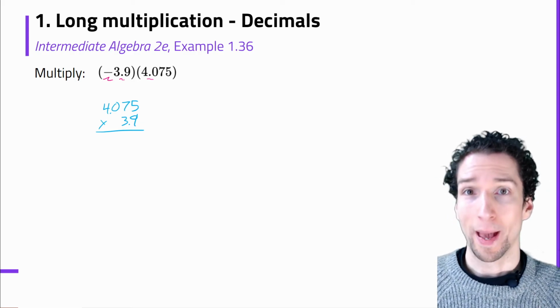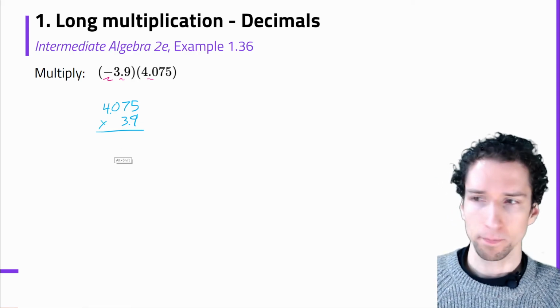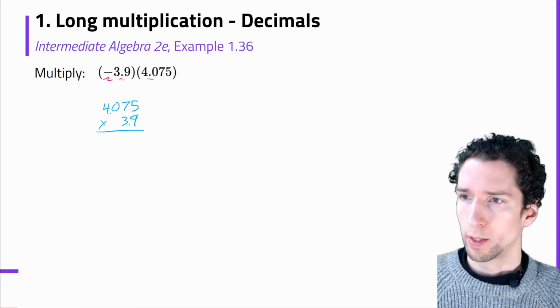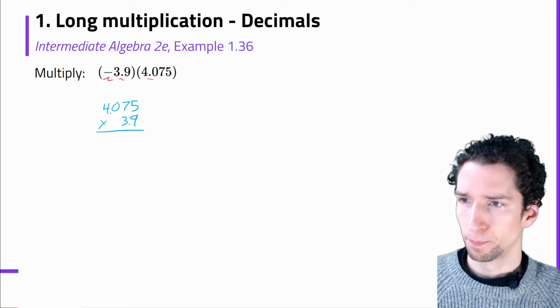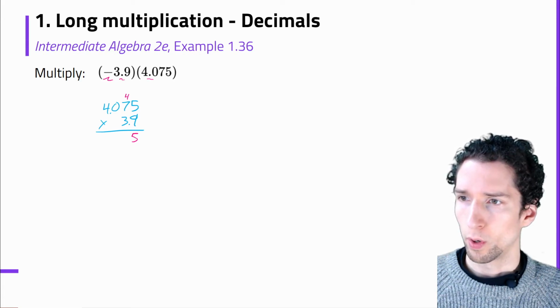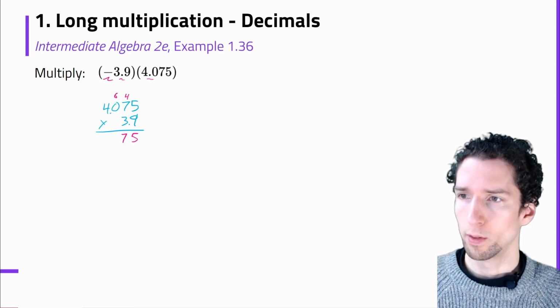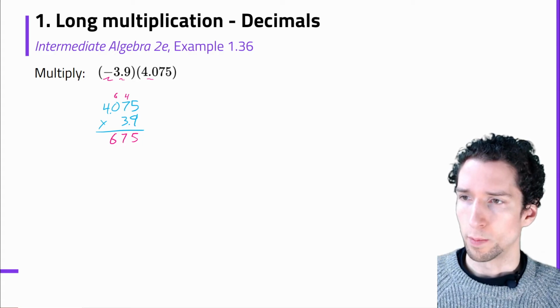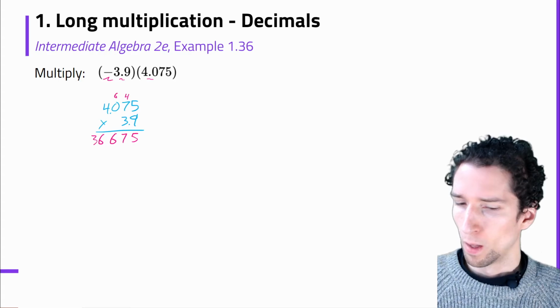We'll put the decimals back in afterward. All right, so 9 times 5 is 45. So 5 down here. Carry the 4. 9 times 7 gives 63, plus that 4 is 67. Carry the 6. 9 times 0 is just 0, but plus 6. So 6 here, and 9 times 4 is going to give us 36. Okay.